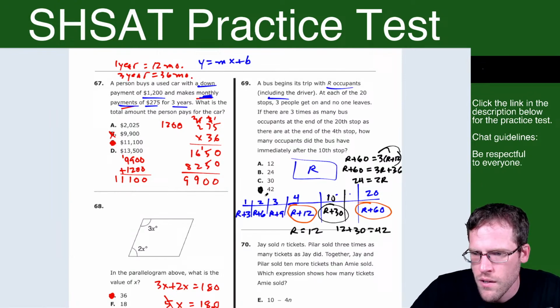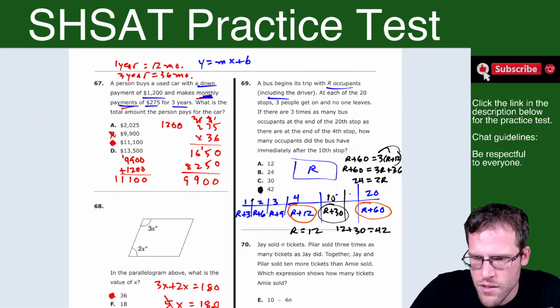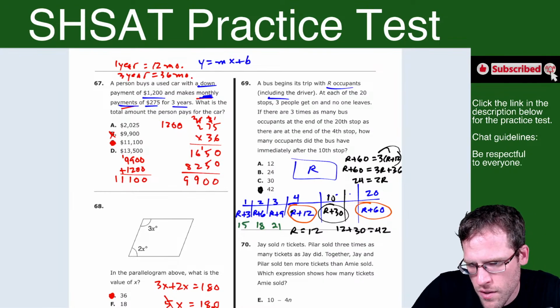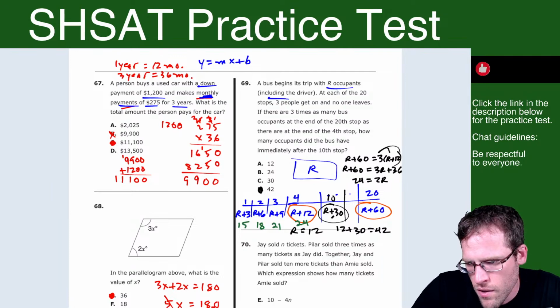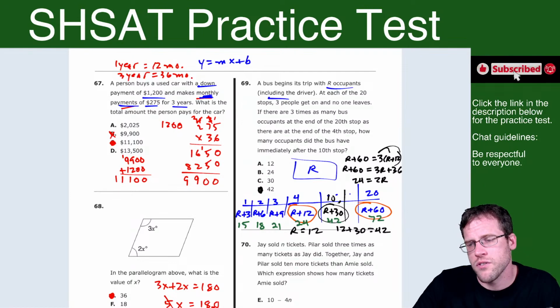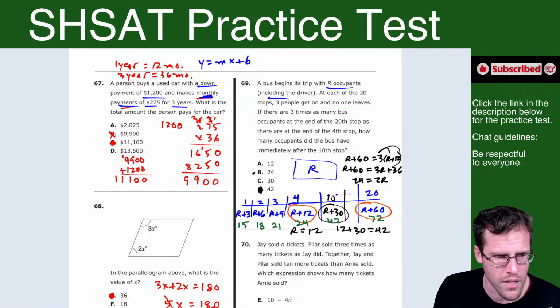Okay? And if you even wanted to check for this, remember the first stop, so 12, so that's 15, then 3 more, 18, 3 more is 21, and then 24, 42. If we plugged in 12 here, that's going to give us 72. And if we did 24 times 3, that does give us 72. So these numbers are looking good. I'm happy with that answer.